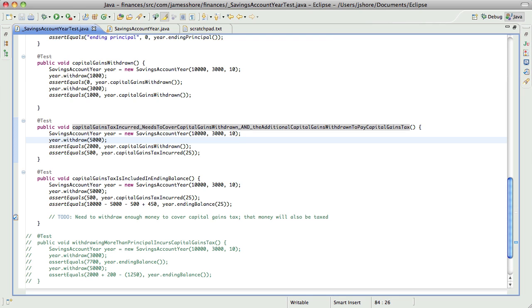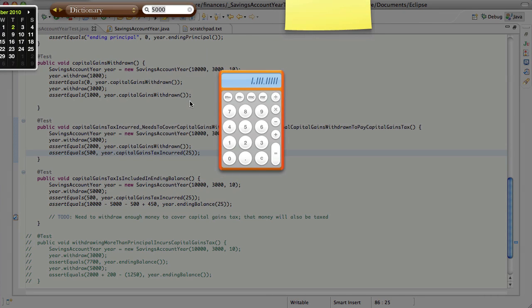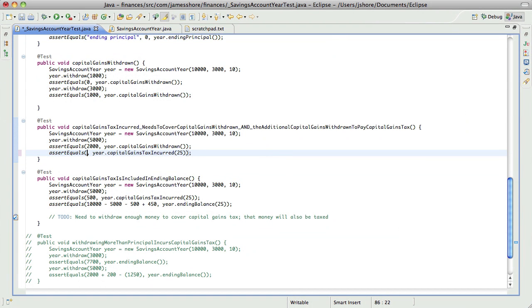Anyway, so we're withdrawing 5,000. That's 2,000 in capital gains withdrawn, which means that the correct answer here, assuming a capital gains tax incurred, is 2,000 divided by 0.75 minus 2,000, or 666. We're just going to cut that off. Okay, and somehow that seems appropriate, 666.